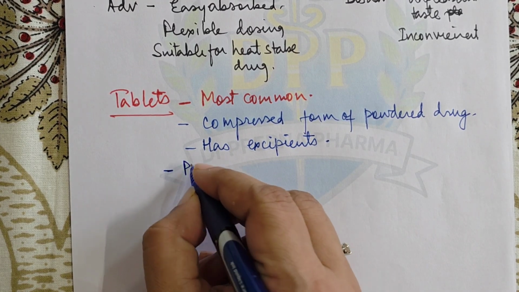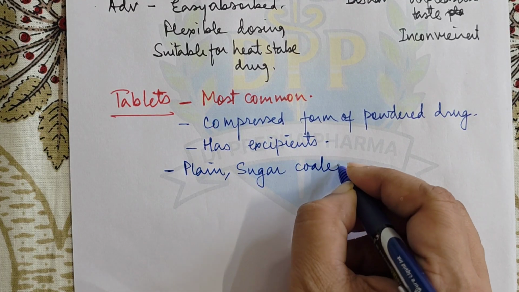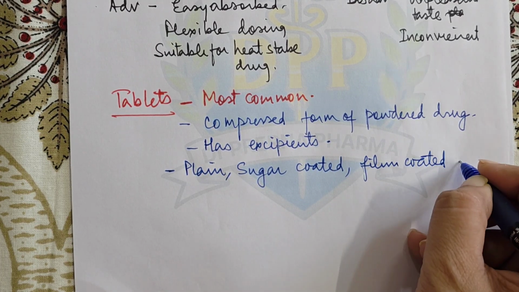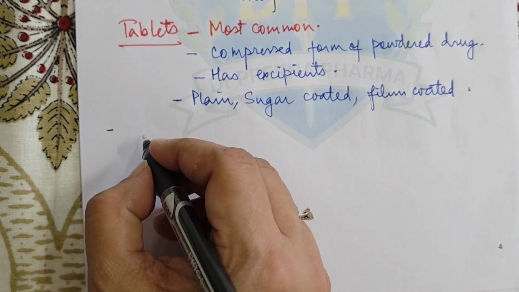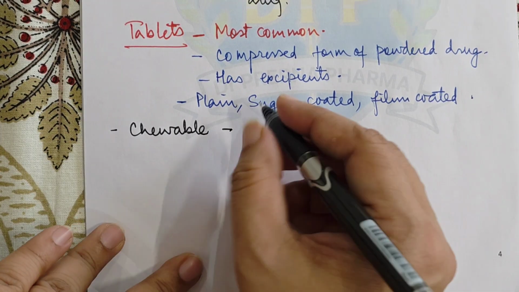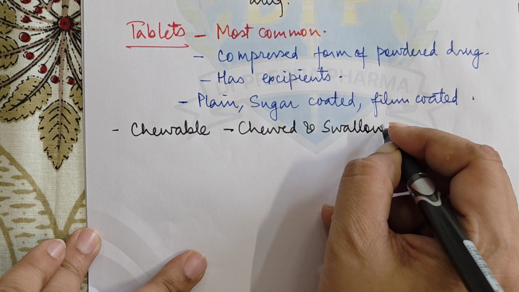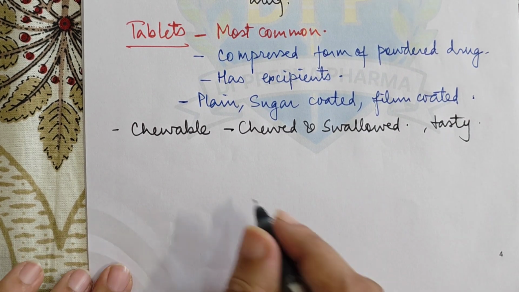A tablet can be plain, or it can be sugar coated, or it can be film coated also. Okay. Then there are various types of tablets. So let's see what are the various types of tablets. So we have chewable tablets. Chewable tablets means the tablet can be chewed in the mouth and then it can be swallowed. So it has to be tasty, so that the patient will chew it.